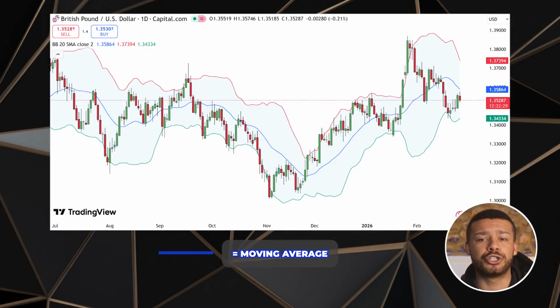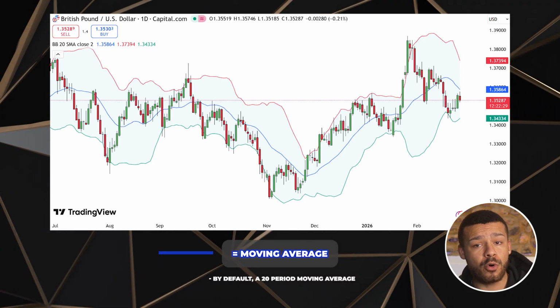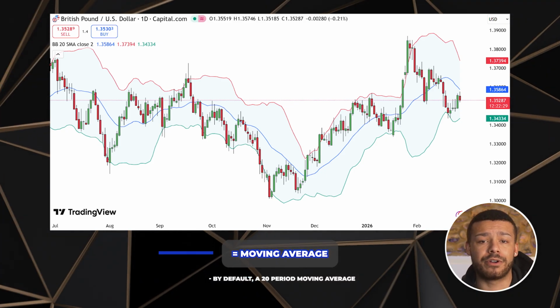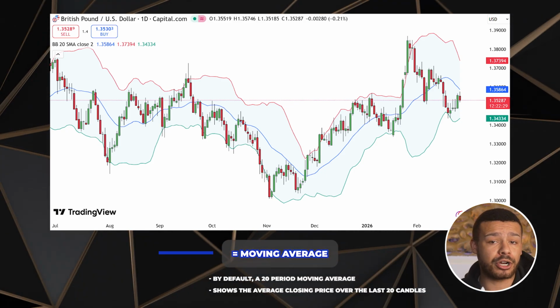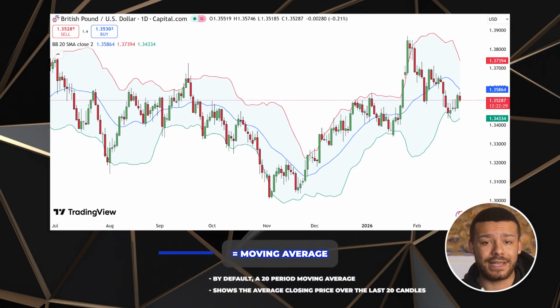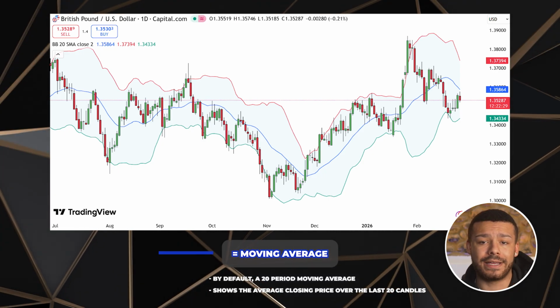The middle line is just a moving average. By default, it's a 20-period moving average, which means it's showing the average closing price over the last 20 candles. Nothing more complicated than that.